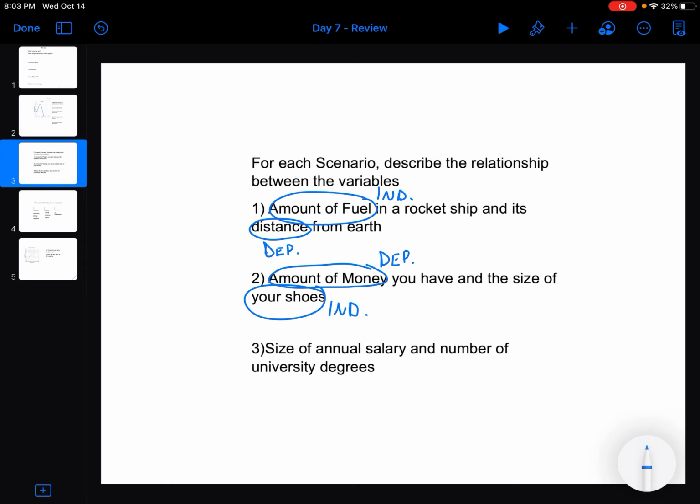The size of your annual salary and the number of university degrees you have. Now again, this isn't always true, but typically your annual salary depends on your schooling. Okay, now that's not always true, but it is true a lot.